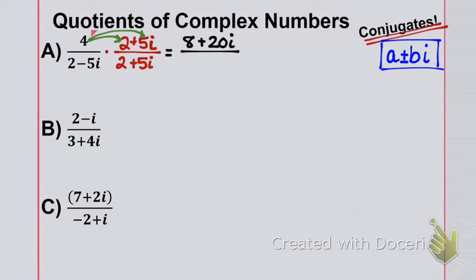Remember, conjugates are like the factors that we get from a difference of perfect squares. What does a difference of perfect squares look like? X squared minus a perfect square. Something like x squared minus 4, and that factors down to what? X plus 2, x minus 2.